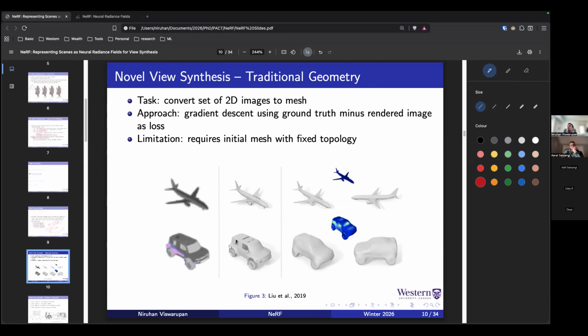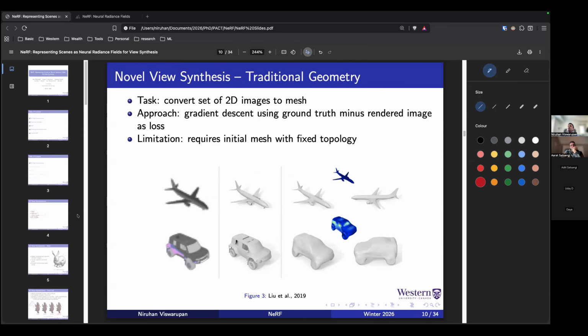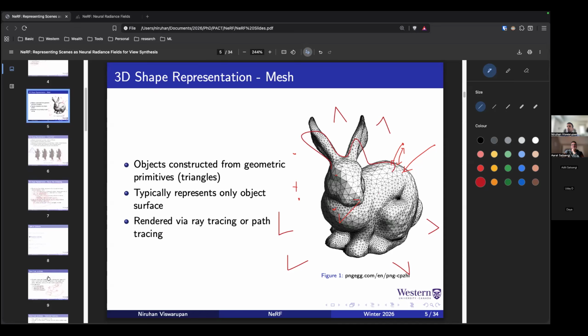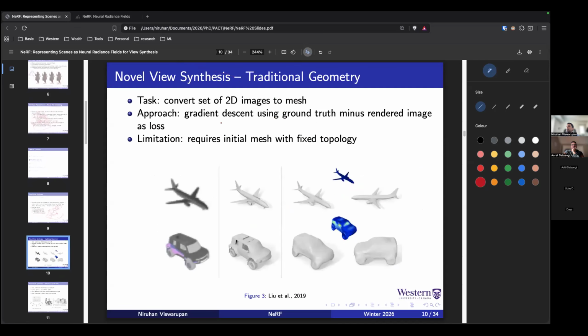The task is to convert a set of 2D images to a mesh. So in traditional geometry based approaches, we need hundreds of images to actually do a 3D mesh reconstruction. You take different photos of the same rabbit in the same pose, and then try to create this mesh. That is the traditional convert set of 2D images to mesh.